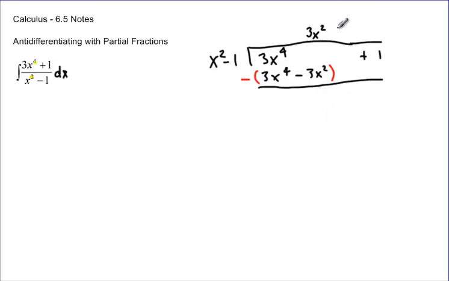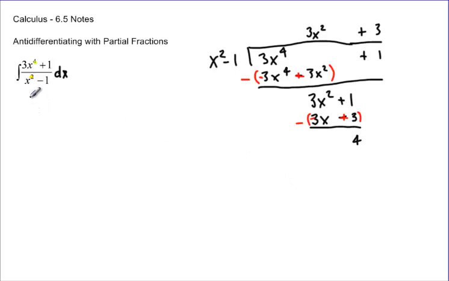And this will be a common mistake. When you subtract the whole thing, you are subtracting 3x to the 4th, and you're subtracting -3x squared, which is going to actually make this a plus. So we're working with 3x squared plus 1. Now, what times x squared is 3x squared? And the answer to that is 3. So I'm going to have 3x squared minus 3, and we're subtracting the whole thing, which means a minus here and a plus here.